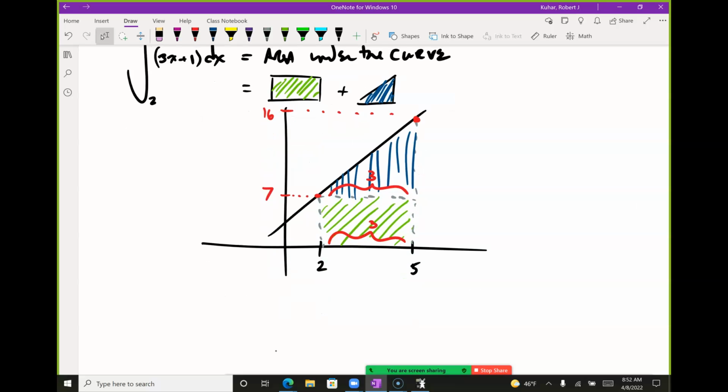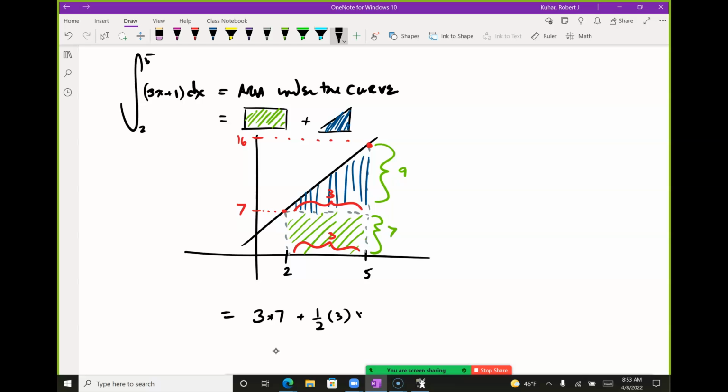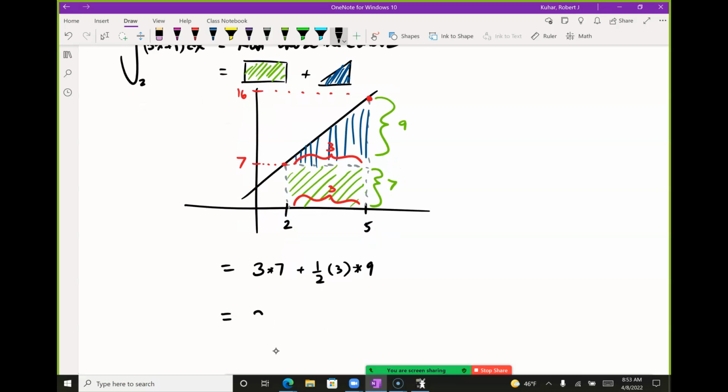So how tall is my rectangle? It's 7. How tall is my triangle? 9, because the total height's 16. Yes, everybody with me here? Yeah, so far so good. So I get my area is 3 by 7 for the rectangle, plus 1/2 the base times the height, so 1/2 of 3 by 9. So that's 21 plus 27 over 2.